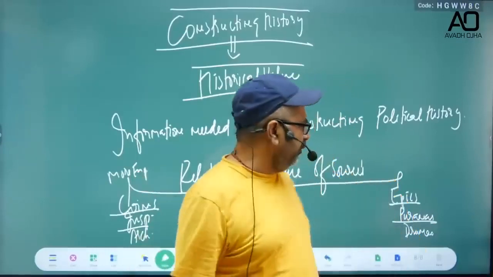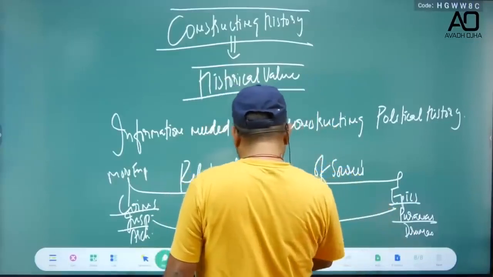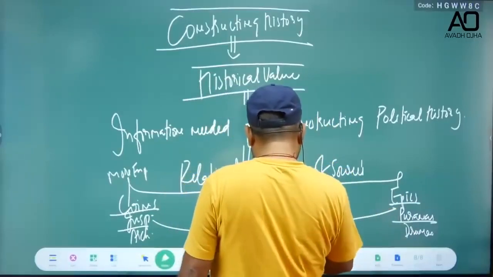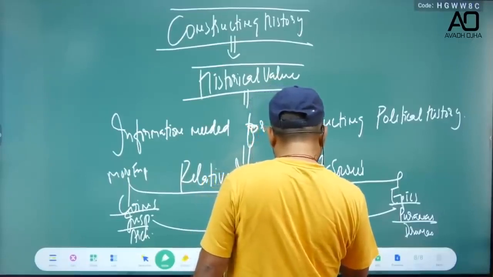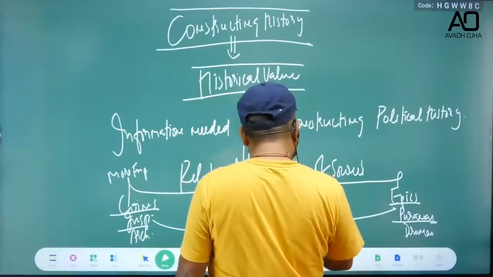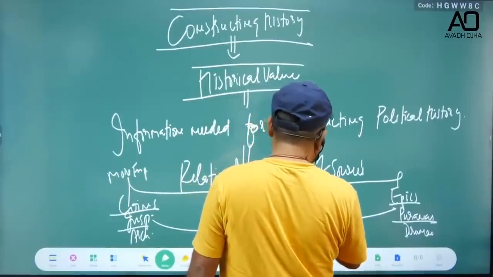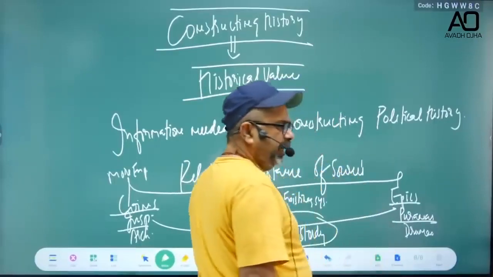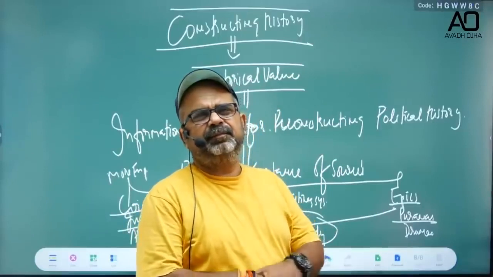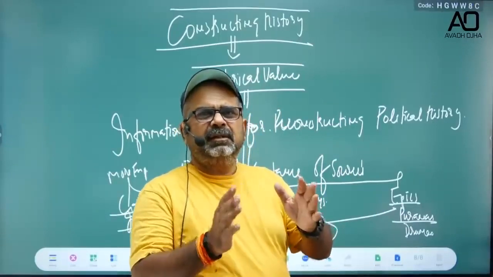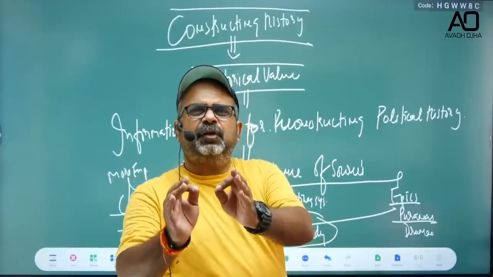And then the comparative study, including their comparison with the existing system. This is the types of sources, historical sense, and then constructing of history.